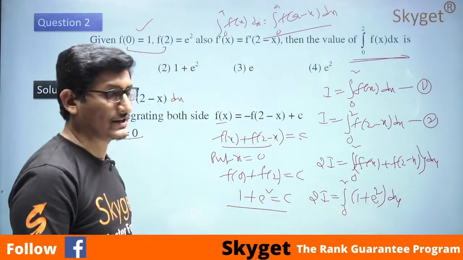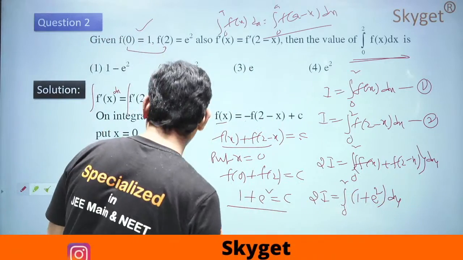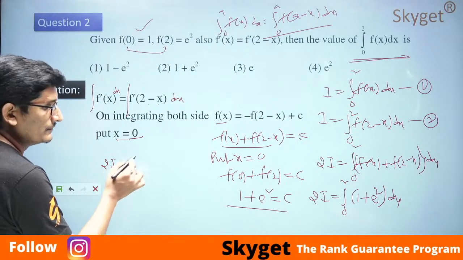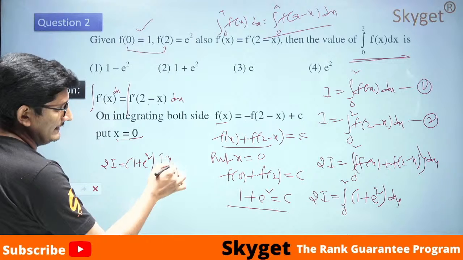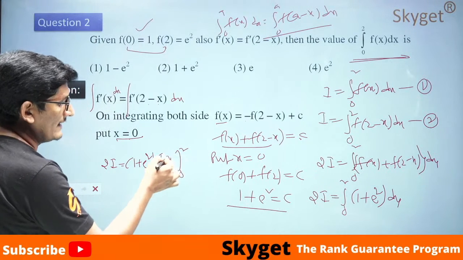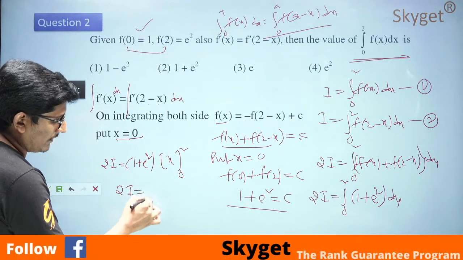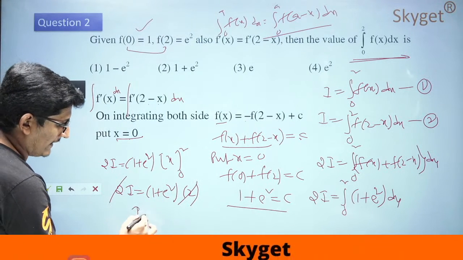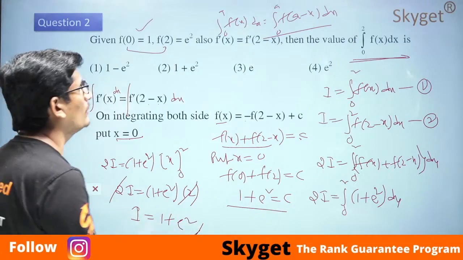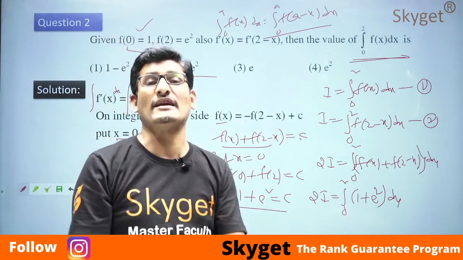This 1 plus e square is the constant value, take it outside. So 2I is equal to 1 plus e square of x from 0 to 2. So 2I is equal to what? 1 plus e square of 2 minus 0 is 2, the 2s cancel. So I is equal to what? 1 plus e square, students. So the answer 1 plus e square is the correct answer.